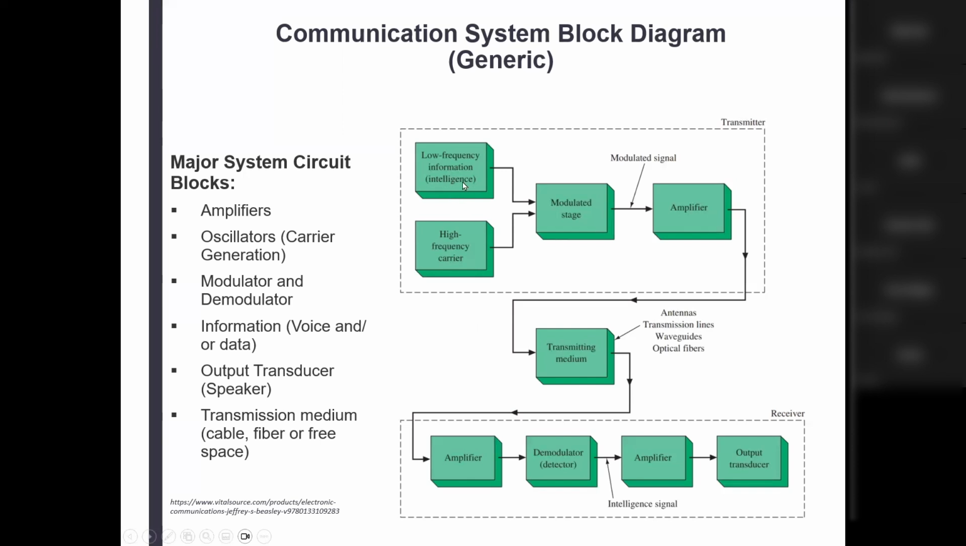Here's the intelligence, and here is the carrier. All right. Some of that, it's also not drawn, so it's the transmitting medium. Over here, it could also be connected to a transducer. Right at this stage, the signal would have to be passed through another transducer.